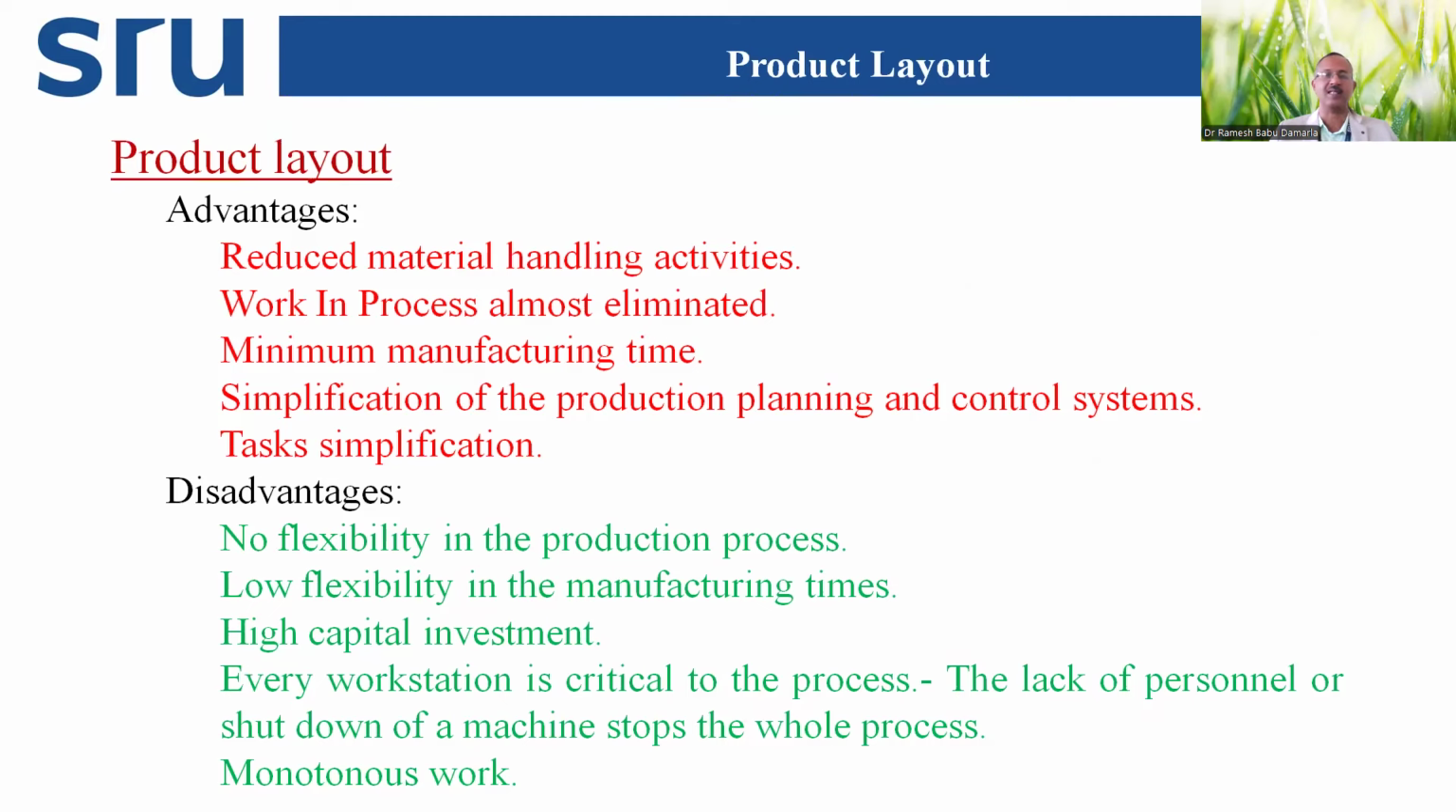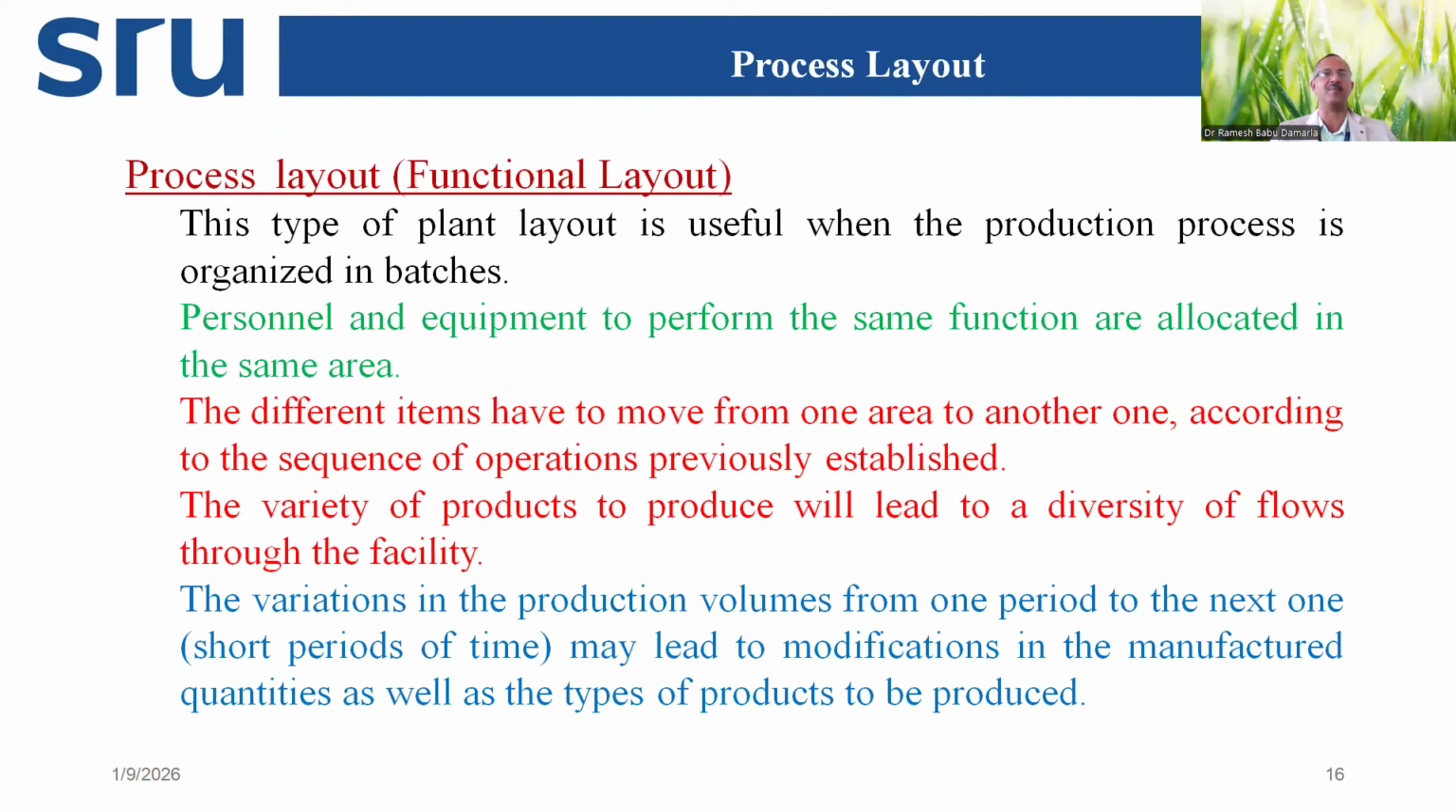Next one is every workstation is critical to the process. So the lack of personnel or shutdown of a machine stops the entire process. One machine breakdown, the entire flow stops. Again, people working on this will feel that the work is monotonous because they do not become experts on every machine. However, each person is an expert in that particular machine.